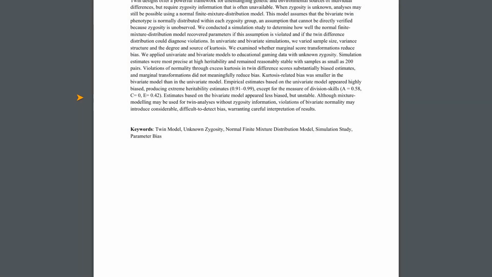So their conclusion is pretty strong. For now, they don't recommend using this model in its current univariate or bivariate forms for making firm conclusions about genetic and environmental influences. It is not that the idea is bad. It is just that the model isn't robust enough to handle real-world data that often deviates from perfect normality. This is a bummer because the goal was to unlock genetic research in more diverse and larger datasets.